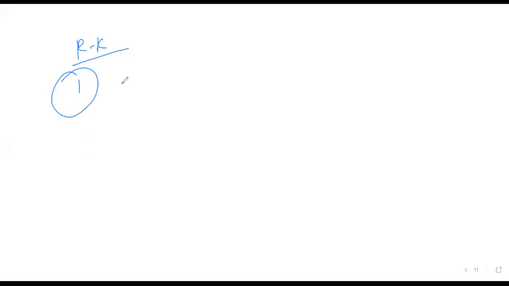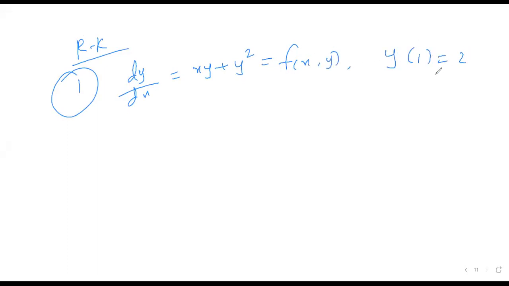It says do 2 steps of the Runge-Kutta method of second order for the equation dy over dx equal to xy plus y square. That is our function of x comma y. Initial value y of 1 is equal to 2, h is 0.1. So this is our x naught, this is our y naught. x naught will be 1, y naught will be 2, h is equal to 0.1. That's all we need.